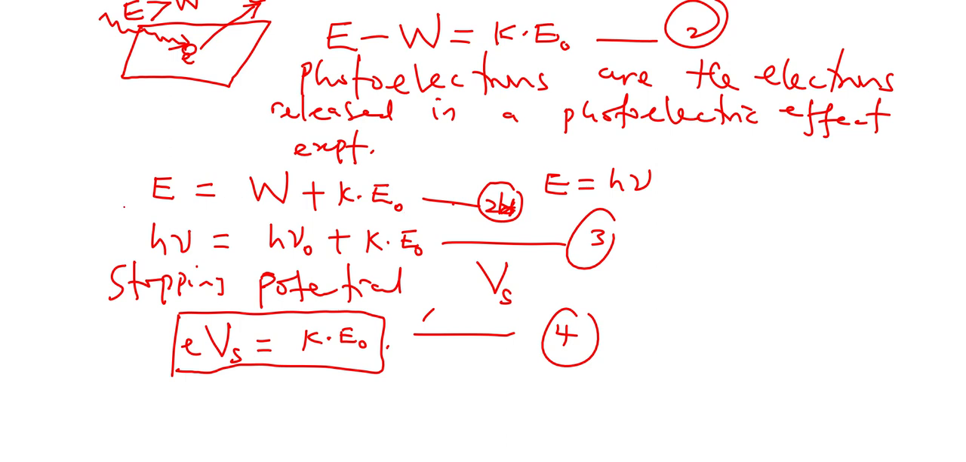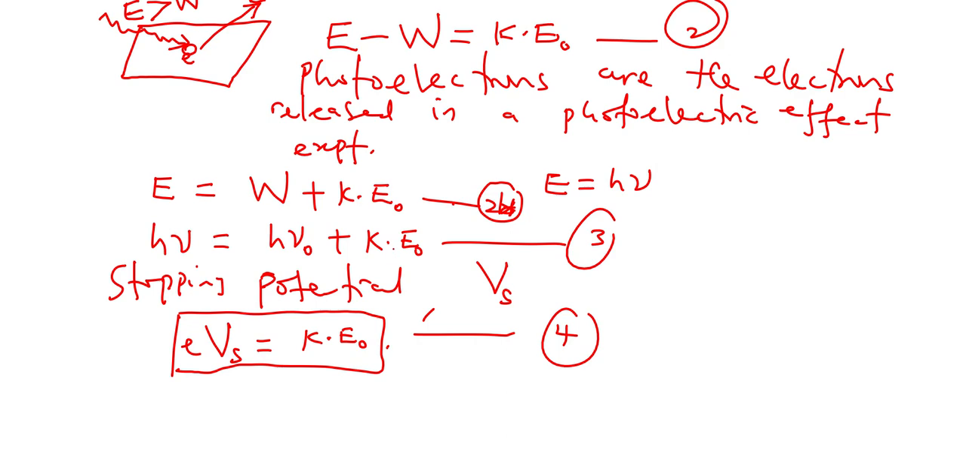So the energy of the incoming photon equals the work function plus the maximum kinetic energy. Or you can write it as h nu, that's Planck's constant multiplied by the frequency, equals the work function. The work function is Planck's constant multiplied by the threshold frequency, plus the maximum kinetic energy of the photoelectrons.